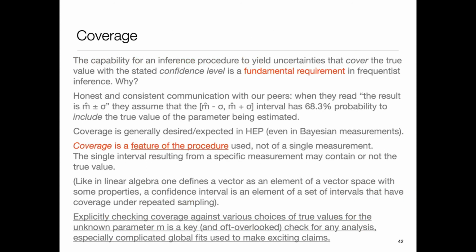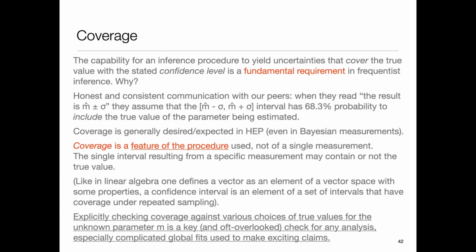It's the capability for an inference procedure to return uncertainties that cover the true value with a stated confidence level. This is a fundamental requirement in frequentist inference. It's a very important business. And why is that important? It's important because it ensures that the communication of our results to our peers is honest and consistent.